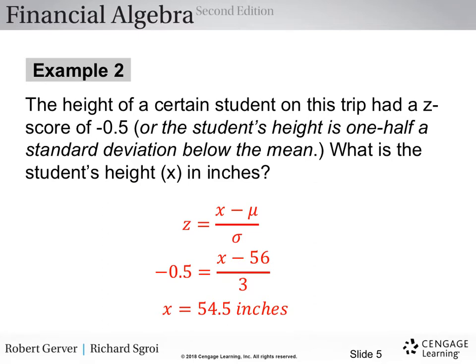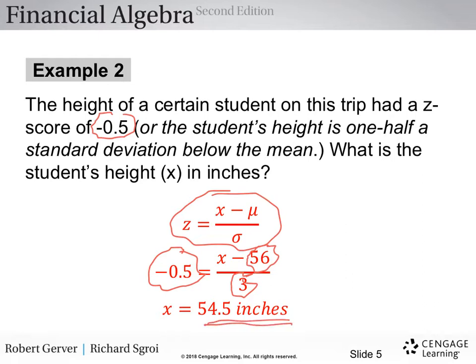All right, let's look at another example here. The height of a certain student on this trip had a z-score of minus 0.5, or the student's height is 1/2 a standard deviation below the mean. What is the student's height in inches? All right, we use the same formula that we used before. Now we plug in, we know z, that's equal to minus 0.5. We know the mean from the previous, because it's the same data, is 56. Standard deviation is 3. If we solve for x, we come out with this person's height is 54.5 inches.